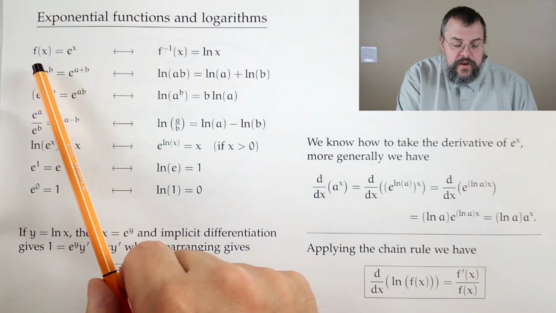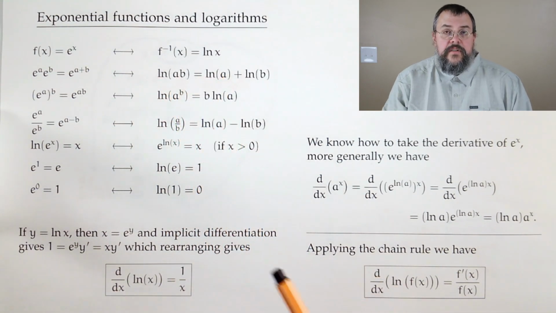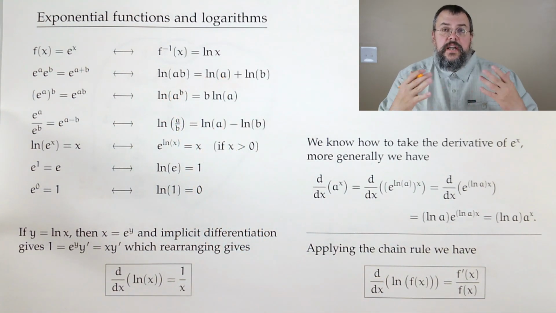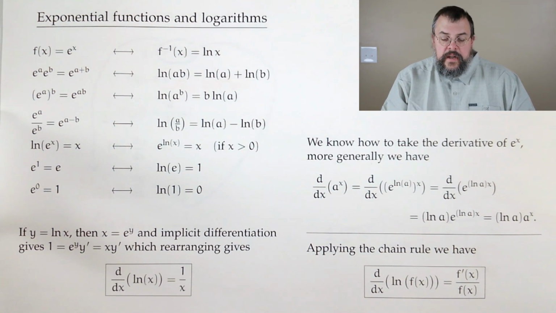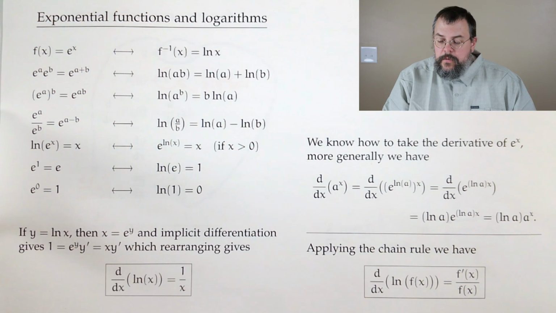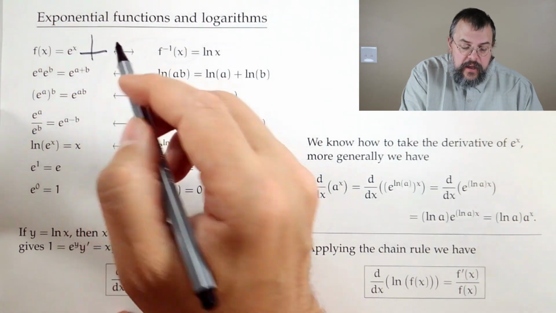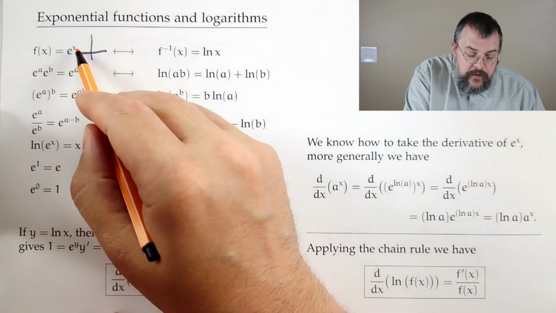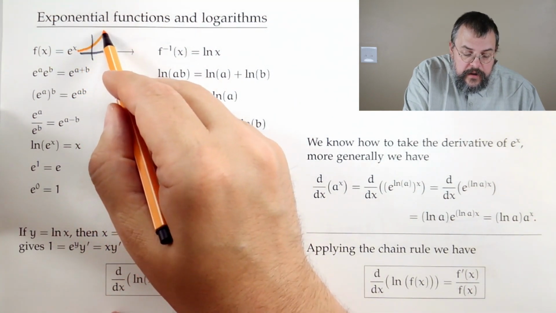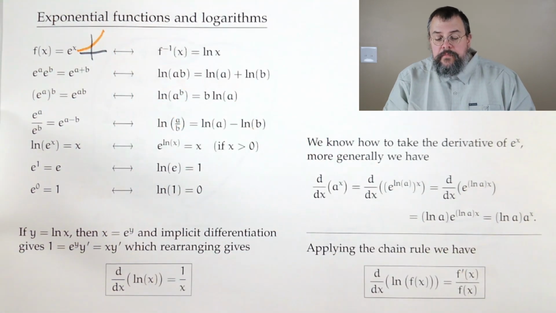If I have my function f of x is e to the x, then f inverse of x is natural log of x. So the exponential function e to the x and log of x, they are the inverses of each other. Now, it might be helpful to recall what they roughly look like. And so e to the x, if you were to sketch that, has the shape that looks vaguely like this, where as you head towards negative infinity, you get close to 0. As you head towards positive infinity, you get big.